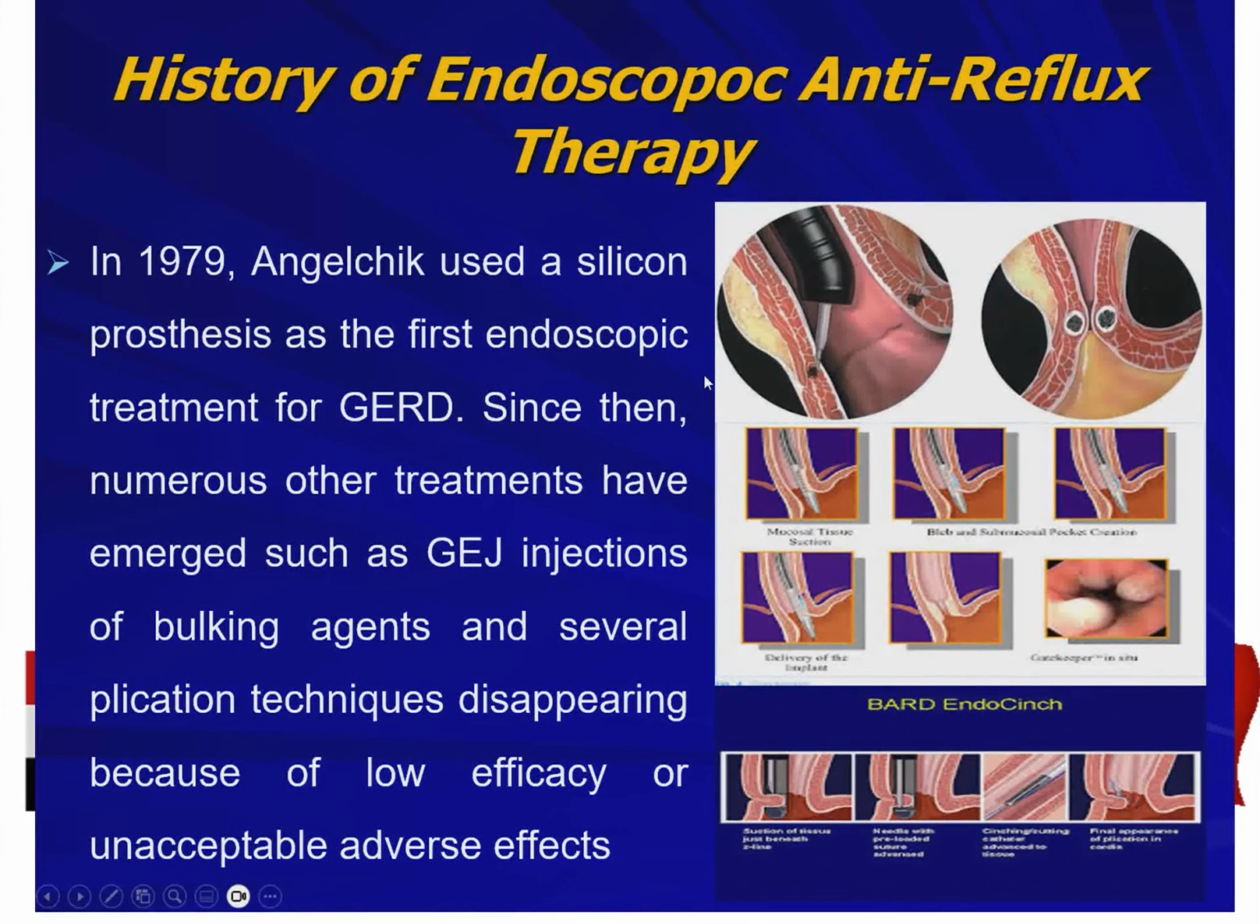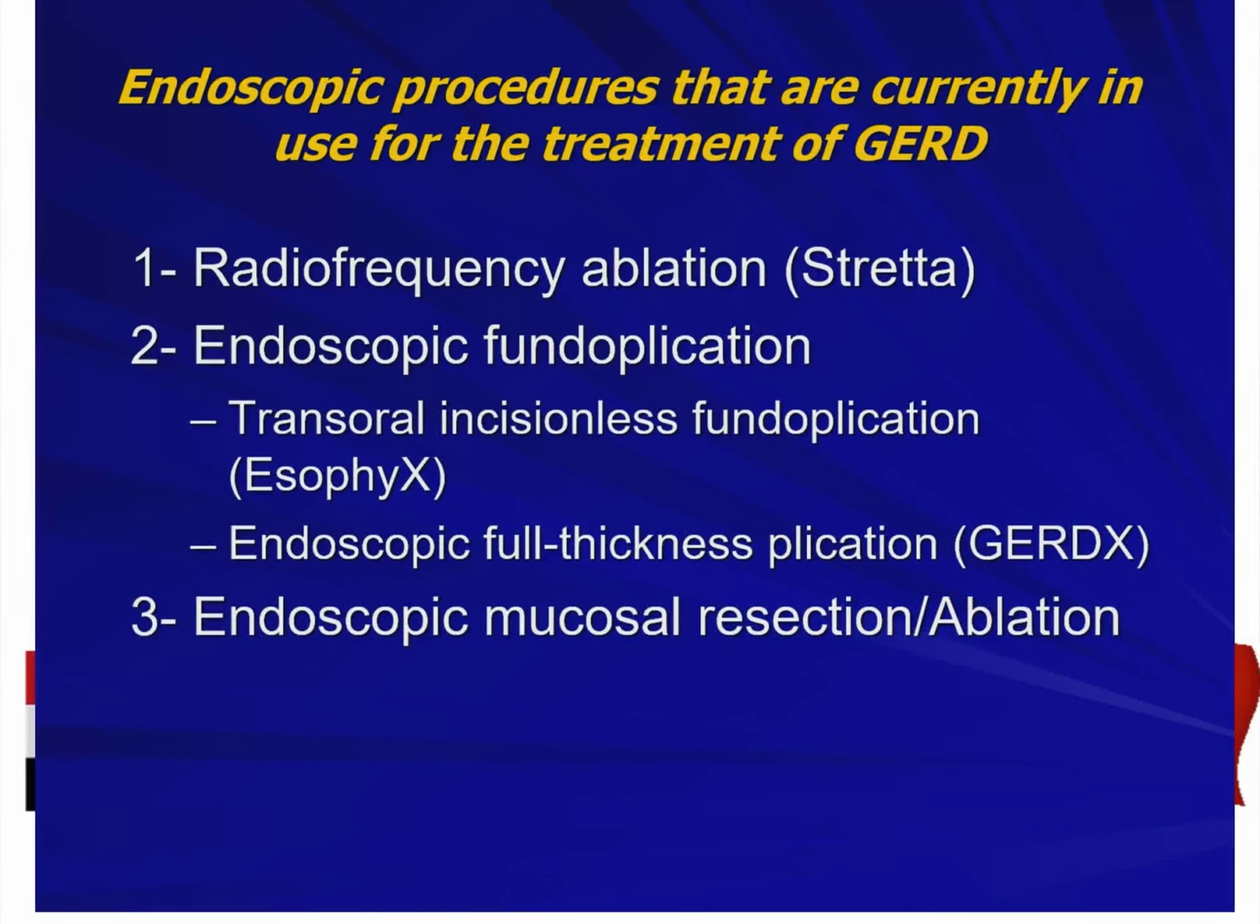Here is an example. This is a material called Enteryx injected into the muscle of the gastroesophageal junction. It was abandoned because of serious side effects. In the second picture, we can see the Gatekeeper, also injectable and abandoned. And the last one is called Bard EndoCinch, where suture plications are done at the gastroesophageal junction, also abandoned because of low efficacy.